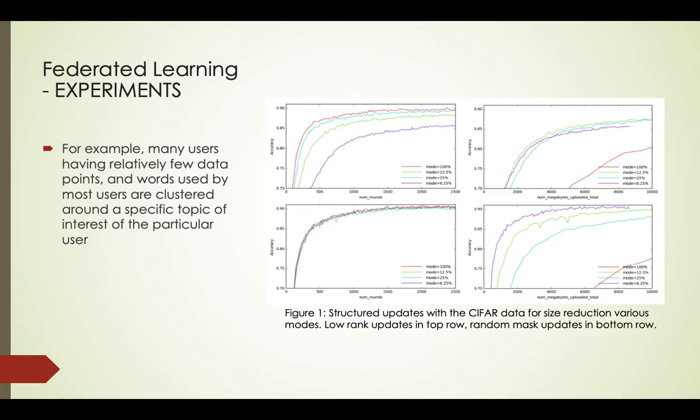We can see here that we have four graphs. Structured update with the CIFAR data for size reduction versus modes, and low rank update in the top row, the random mask update in the bottom row. And we can see the differences.